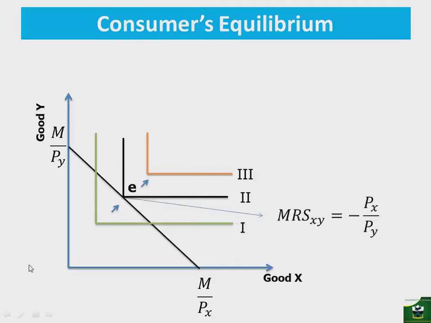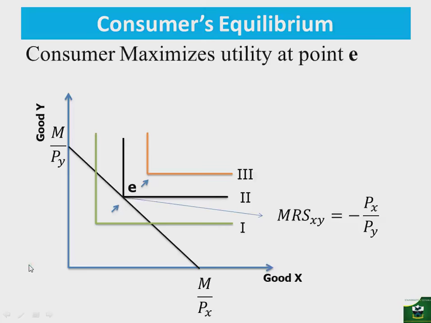So it should be noted that at that point, the marginal rate of substitution of X for Y must be equal to the price ratios, which is negative the price of X divided by the price of Y. Therefore, the consumer maximizes utility at point E, which is his or her equilibrium point.